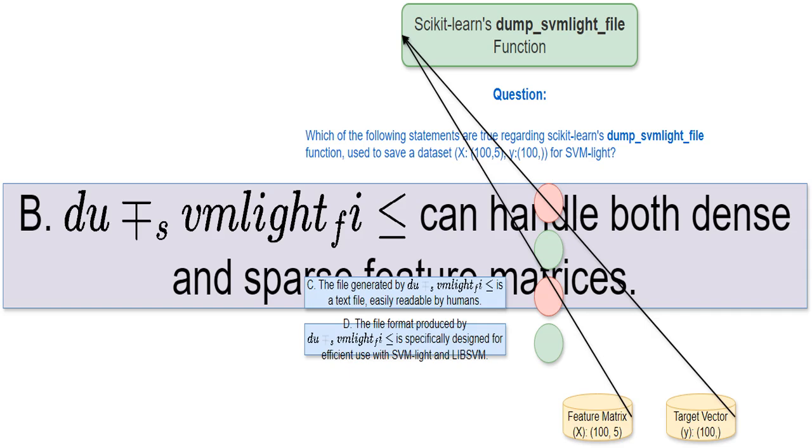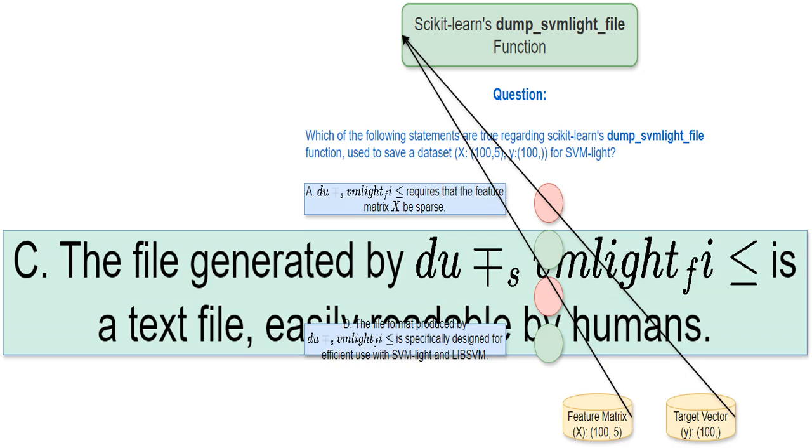dump_svmlight_file is designed to accept both types of data, making it super versatile. That's partially true, it's a text file. But hold on, it's not easily readable by humans. It uses a special format designed for machines, specifically for SVMlight and libsvm. Think of it like a highly structured code, not plain English.